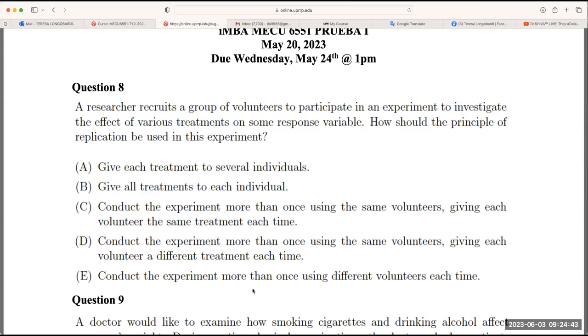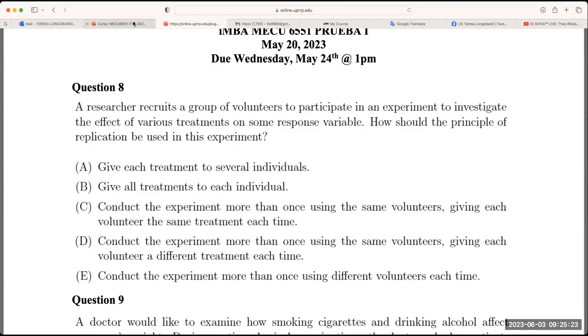Well, that's not what we discussed in class. What we talked about was doing the experiment once and having a lot of individuals in the experiment receiving different treatments. I didn't talk about blocks or anything here. This is a very basic answer. The other ones are convoluted, like conduct the experiment more than once using different volunteers. I never talked about that. I talked about doing an experiment. The only place where I said that would have been when I showed the block.